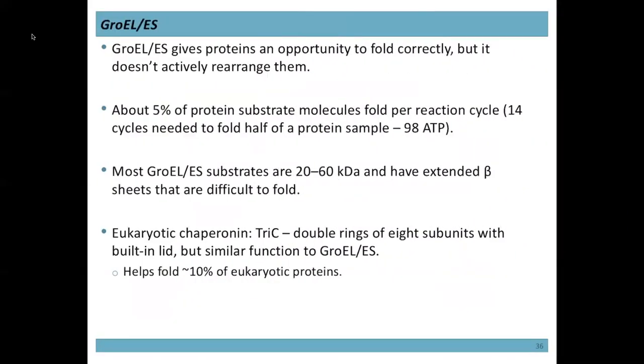So let's look at some numbers. The GroEL-GroES complex gives proteins an opportunity to fold correctly, but it doesn't really actively rearrange them. It just helps remove them from the solvent and allows those hydrophobic groups to find their way to the interior. So about 5% of a substrate molecule folds per reaction cycle. That's about 14 cycles needed to fold half a protein sample, and that costs 98 ATP.